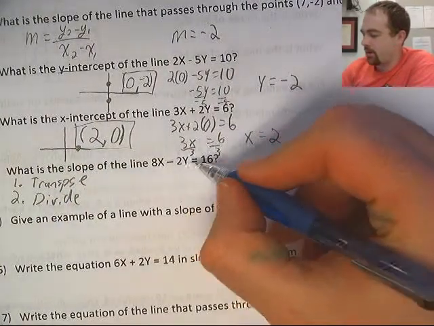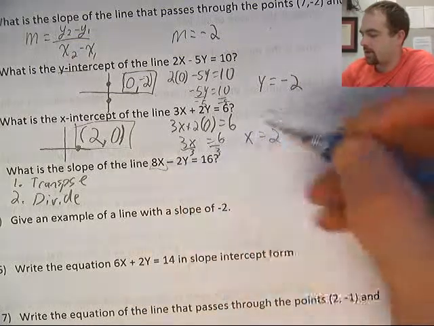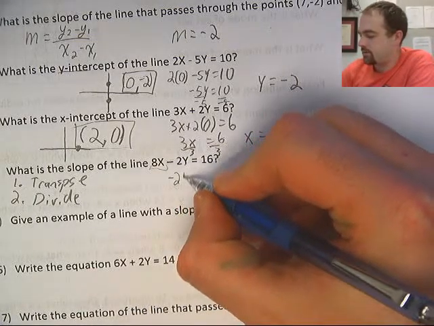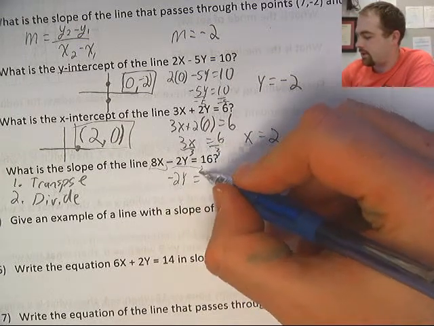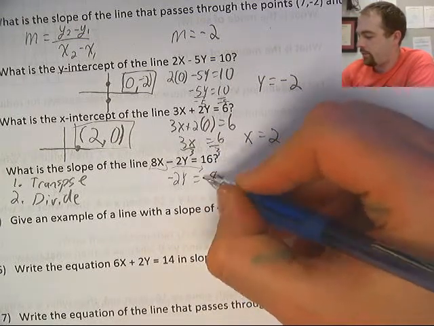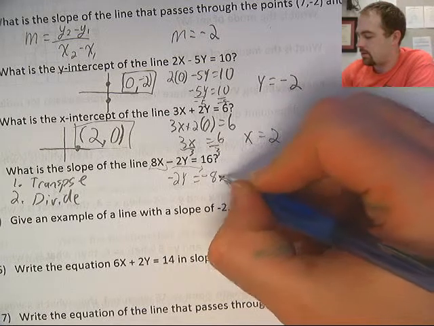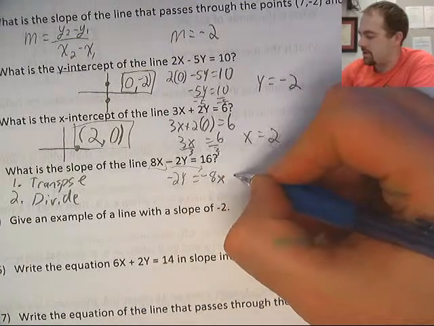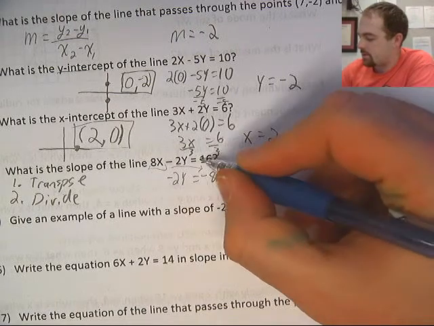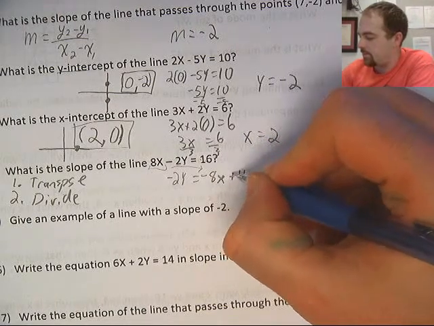Now remember, we're wanting to get y by itself, so we're going to transpose this 8x. The -2y stays put. The 8x travels to the other side, and when it gets transposed, it also changes sign, so it becomes negative. The 16 stays put, but remember, since it was positive, we have to put a plus there.